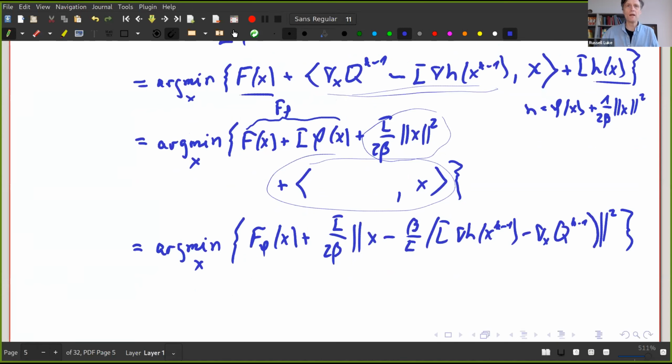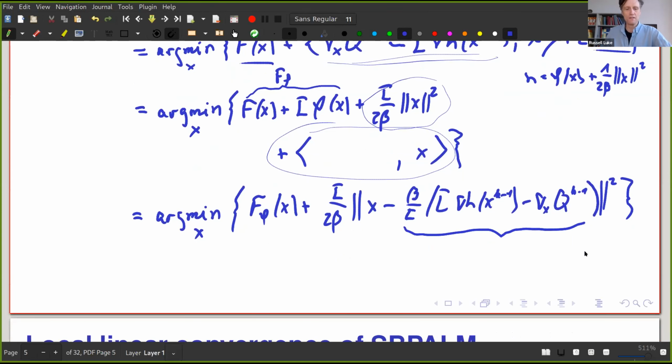Okay, and now look at this. That's just a point. And this, I've rewritten this argument as a prox. This is the prox with respect to this function, f phi. Now, step length, L bar over beta.